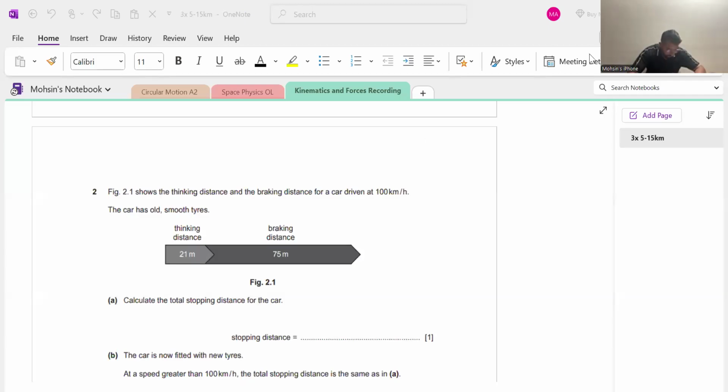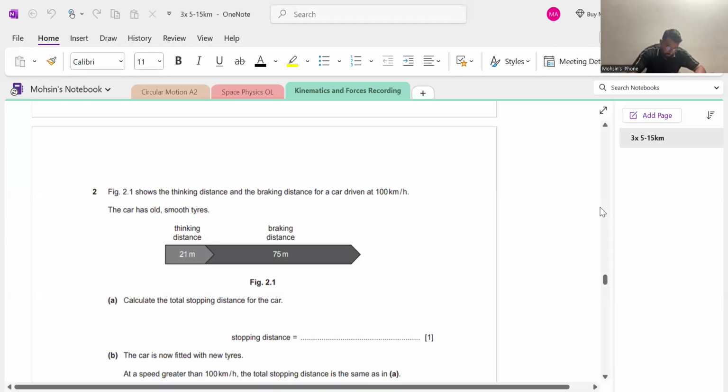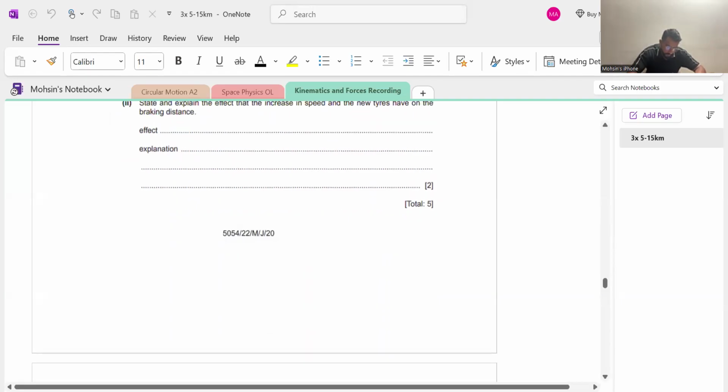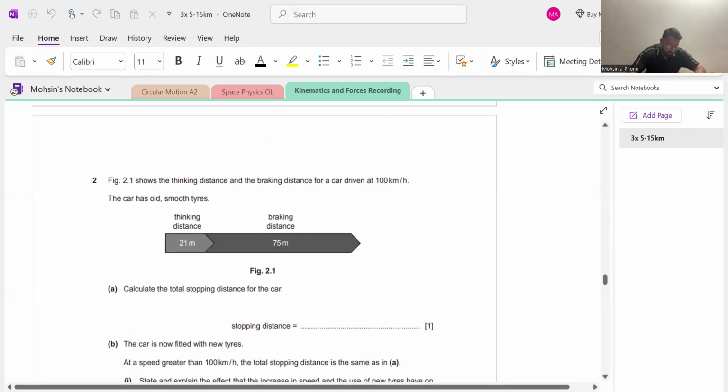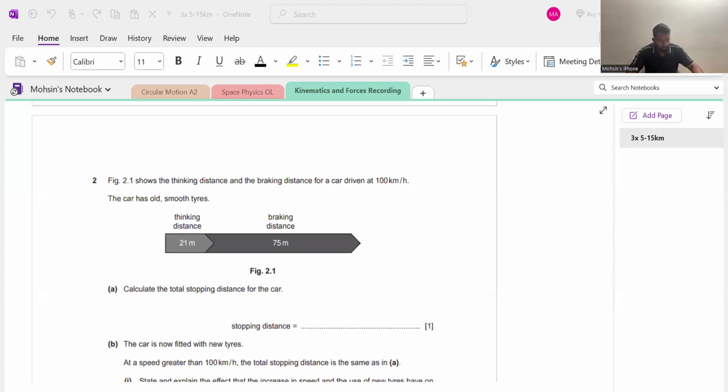Hello, everyone. This is another question, from 2020 May June, paper 2, variant 2. Here they are asking about figure 2.1. Figure 2.1 shows the thinking distance and the braking distance for a car driven at 100 km per hour.